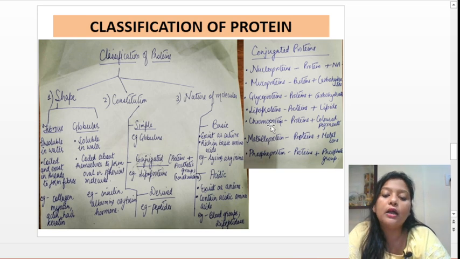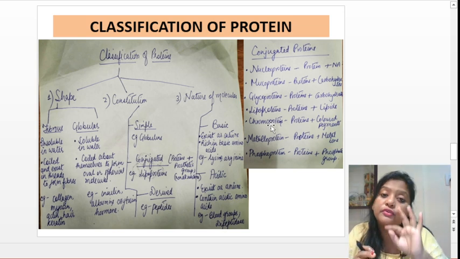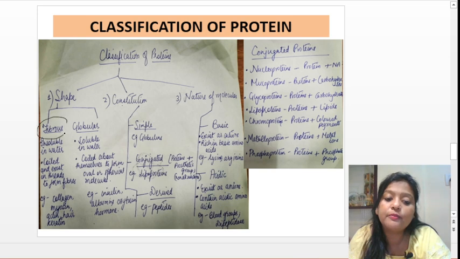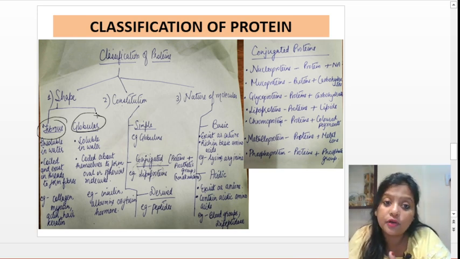Now, classification of proteins. Based on shape, based on constitution, and based on nature of molecules, proteins can be classified into three types. First, we'll talk about shapes. In shapes, proteins can be fibrous or globular. If it's a fibrous shape, what are the examples? Actin, myosin, collagen, hair keratin. These are all your fibrous proteins, based on shape.